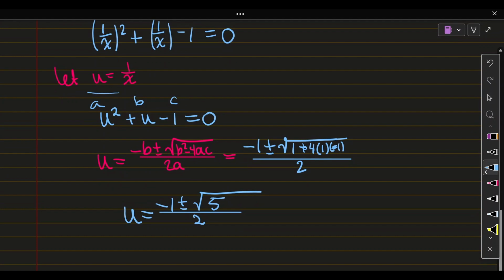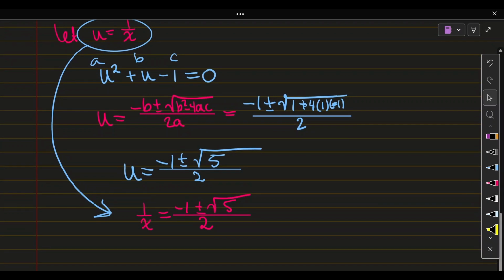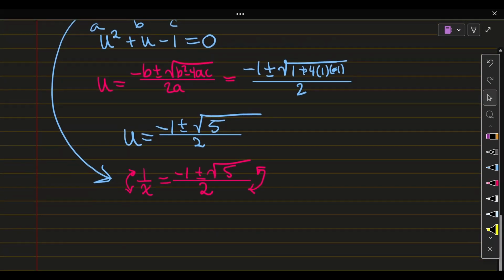Now, remember that u is 1 over x, so I need to make that substitution back. So I have that 1 over x is equal to negative 1 plus or minus the square root of 5 over 2. Now, what I can do is take the reciprocal of both sides, and what I mean by that is I can just flip this fraction here and flip this fraction here. Okay, so that gives me that x is equal to 2 over negative 1 plus or minus the square root of 5.